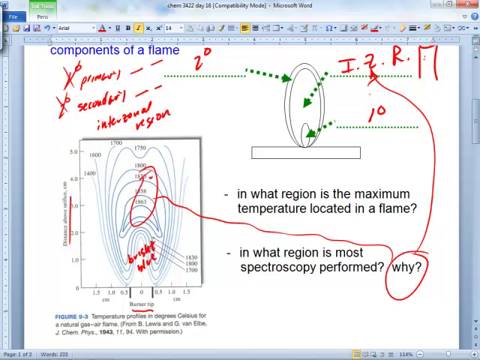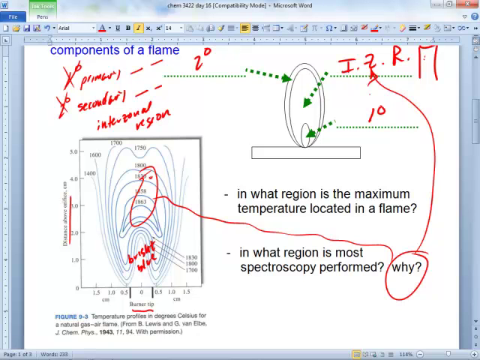It's the hottest. It's the most stable. No, those things help, but they're really not the best answer. It has to do with the atomizer. Because what are we trying to analyze? We're studying the absorption of what? Atoms. That's where they're at. They're in the interzonal region.